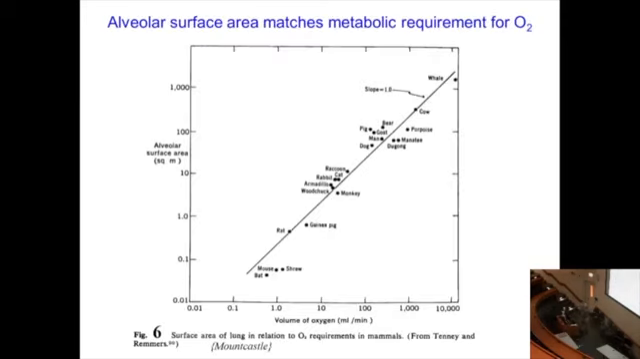Okay, if we look at total alveolar surface area as a function of the rate of oxygen consumption by different mammals, okay, and humans are up here, you can see that it's a linear direct relationship. The alveolar surface area is exactly as big as it needs to be given the metabolism of each species of mammal. Okay, so the surface area is very critical.